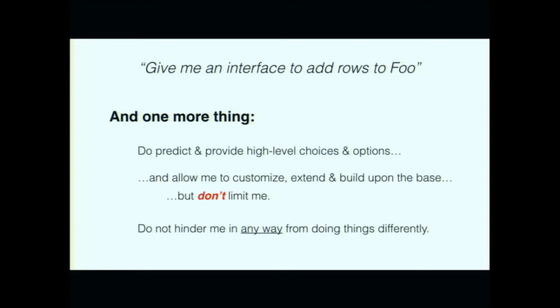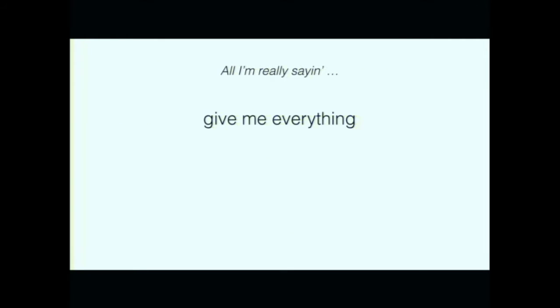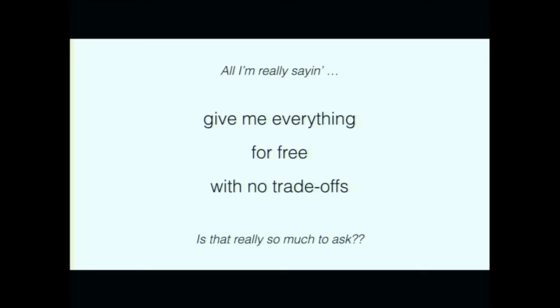You must not hinder me in any way from doing things differently and at all levels. So if the high-level choices and options aren't sufficient and the extensibility isn't sufficient, or frankly you don't want to learn the DSL to do that extendability, you should be able to still write standard Catalyst, standard Perl, and do things and have it not get in your way when you want to do other things, and that's a core tenet. So really all I'm saying is I want everything for free with no trade-offs. Is that really so much to ask?